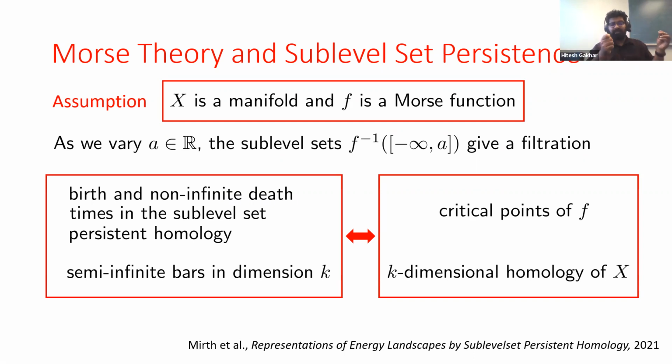If the bar is in dimension K, then it's going to be connected with two critical points, one of index K and one of index K plus one. And if it's a semi-infinite bar in dimension K in the sublevel set persistence, then it's going to be connected to the K dimensional homology of X.